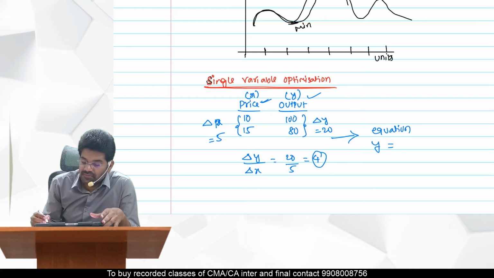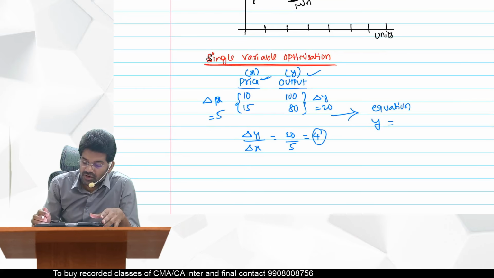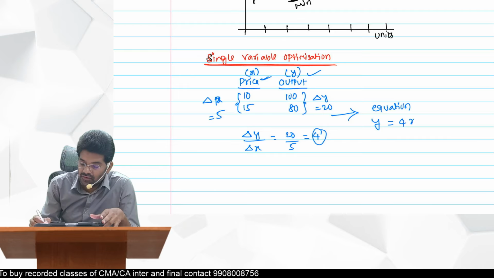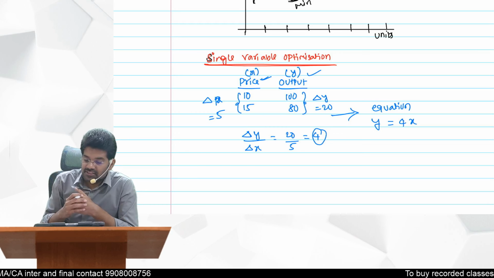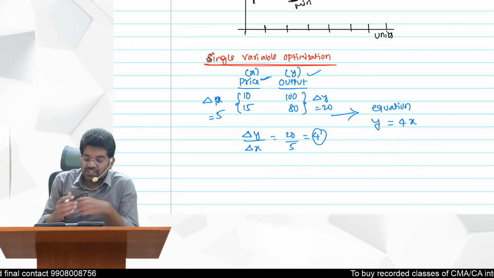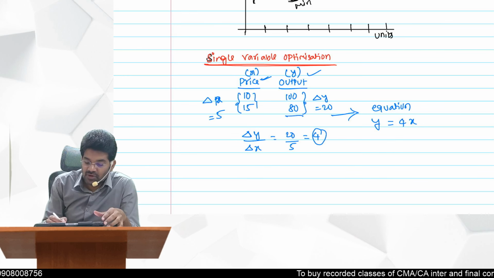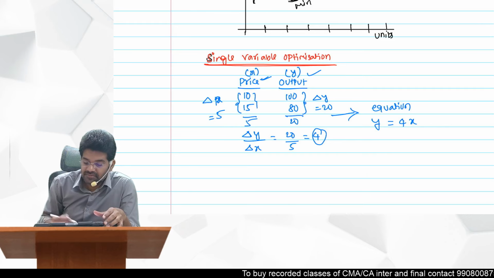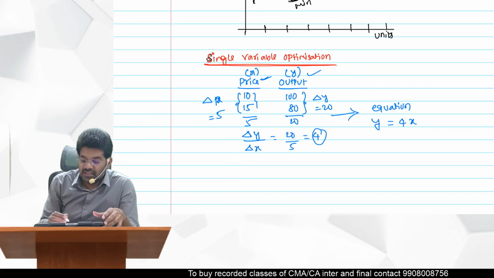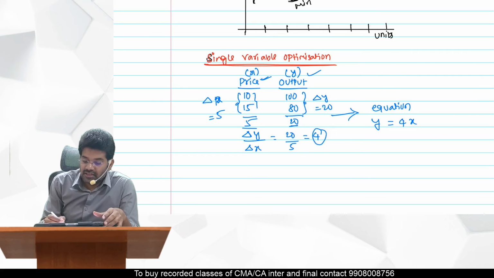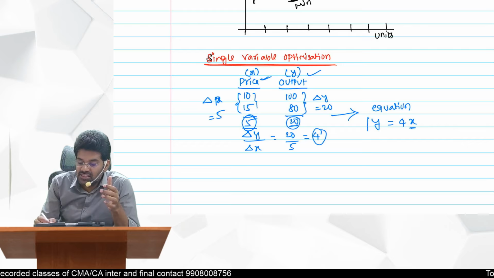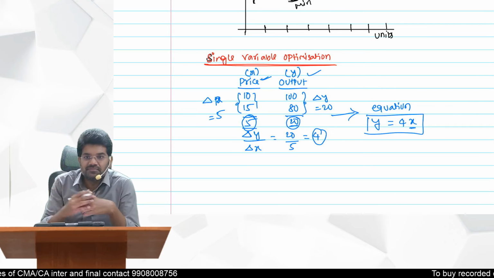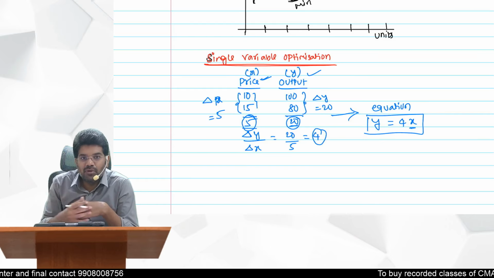Y is equal to, can I say 4x, 4 times the change in price here. Did you observe that? What is the change here? 20. Change is 5 now. If price is increased by 5, output is increased by 20. That means 4 times is the change. So this is how you can write it in the form of an equation.